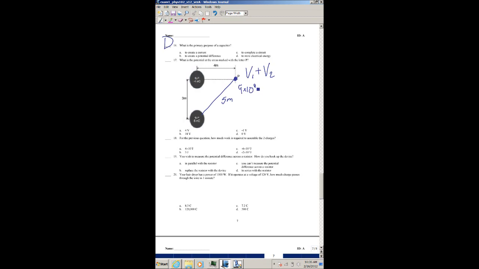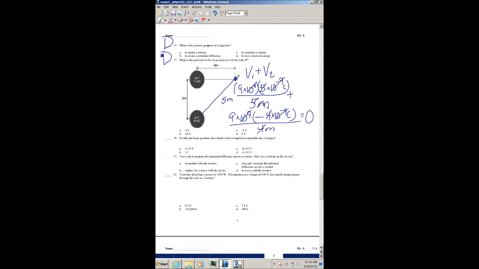It's going to be 9 times 10 to the 9th times 5 nanocoulombs. That's 5 times 10 to the minus 9 coulombs over R. That was Q1, so R is 5 meters, plus 9 times 10 to the 9th times 4 nanocoulombs, which is actually negative 4 times 10 to the minus 9 coulombs, divided by 4 meters. My 4's cancel, my 5's cancel, my 9's cancel, so I get 9 minus 9. That's equal to 0. So the answer is D for 17.